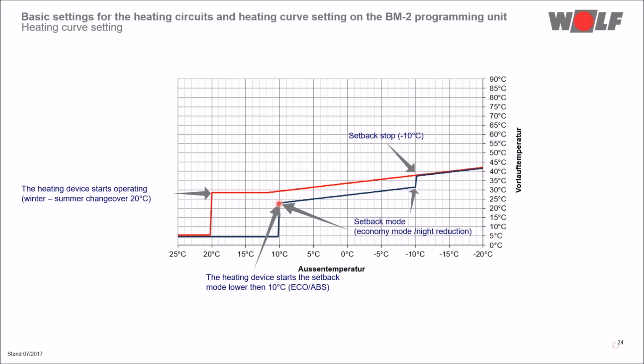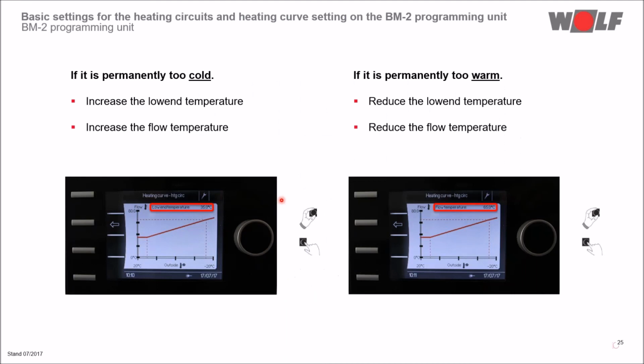You can see the setback stop in the upper right hand section. This is programmed at -10 degrees. If the temperature falls below this, the heating appliance switches from setback mode to heating mode. In this example, setback mode operates between 10 and -10 degrees. How can these settings be corrected if this becomes necessary?